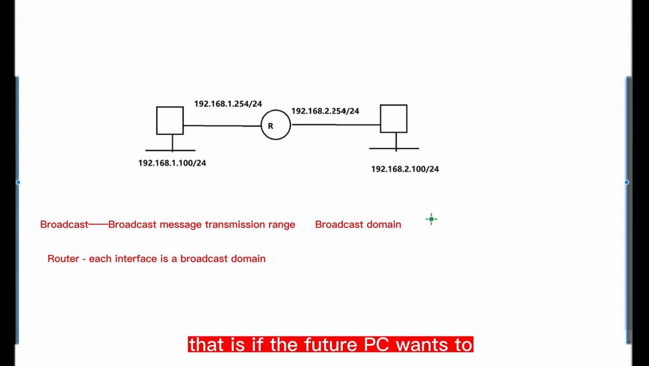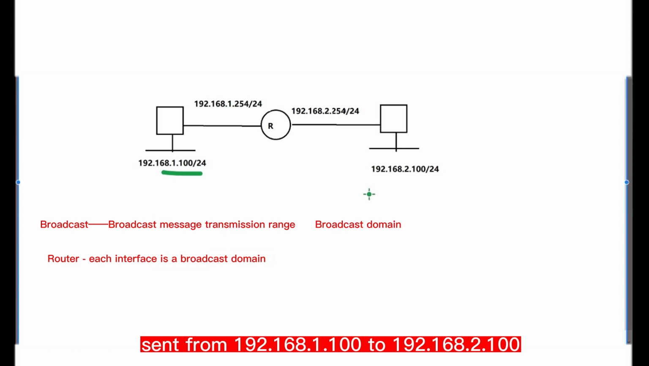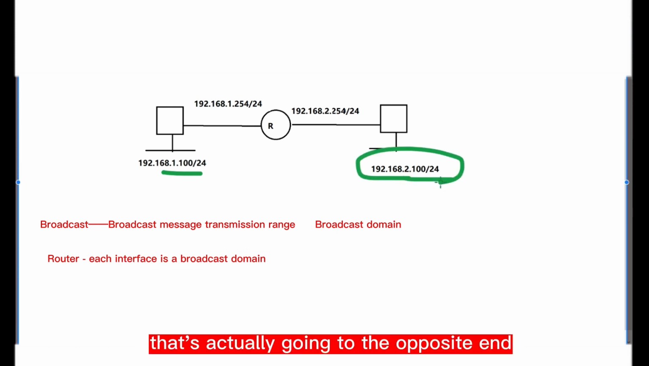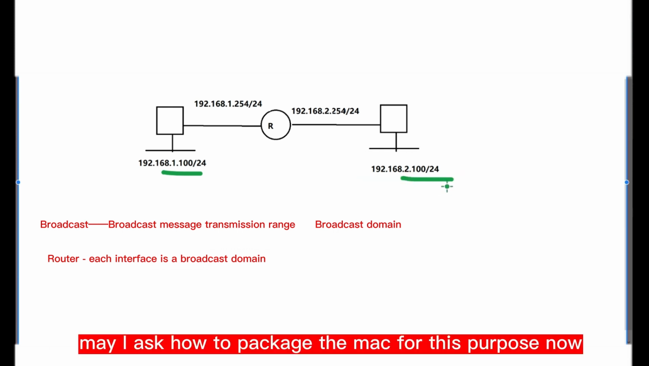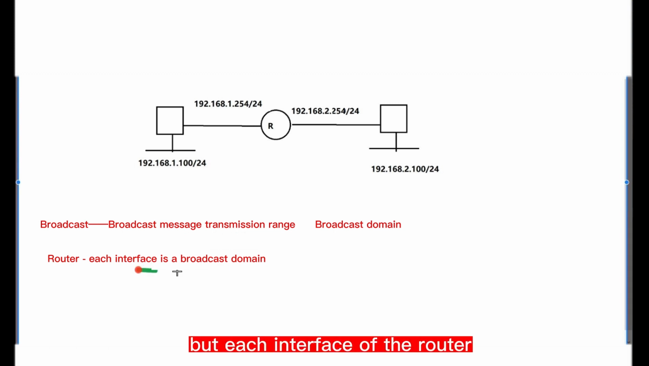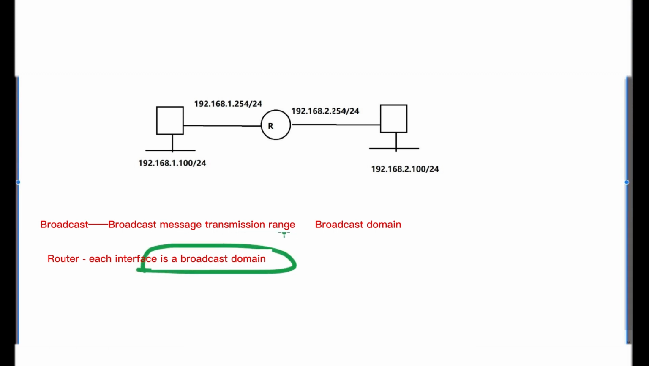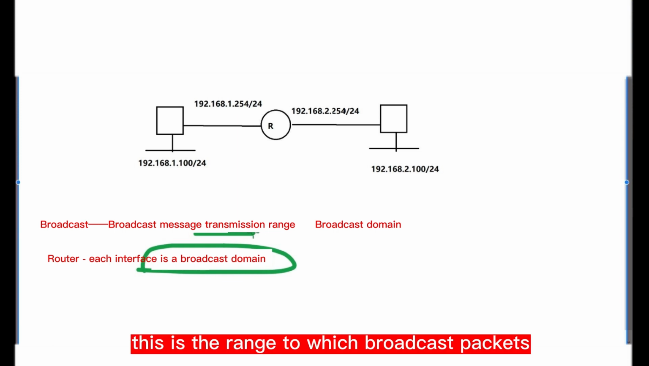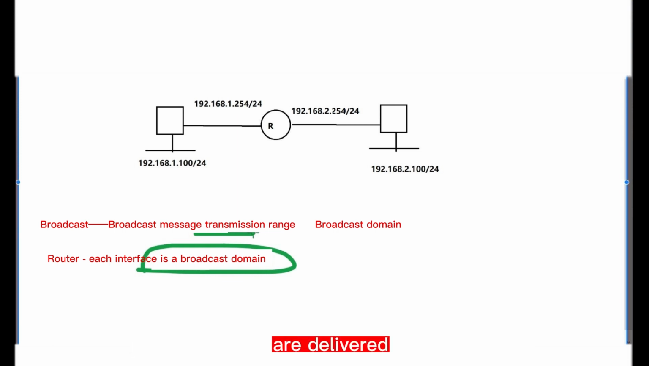That is, if the PC wants to send from 192.168.1.100 to 192.168.2.100, that's actually going to the opposite end. May I ask how to package the MAC for this now? ARP is a broadcast packet, but each interface of the router is a broadcast domain. This is the range to which broadcast packets are delivered.